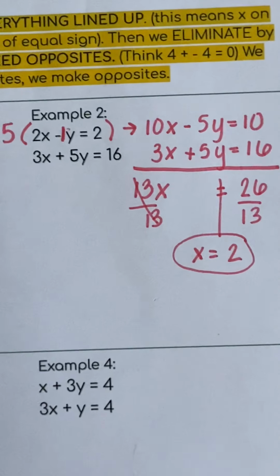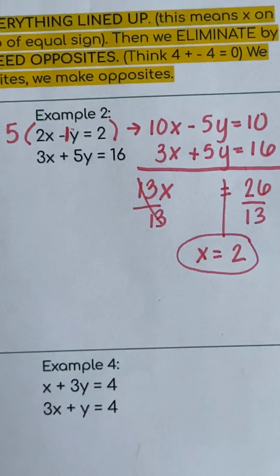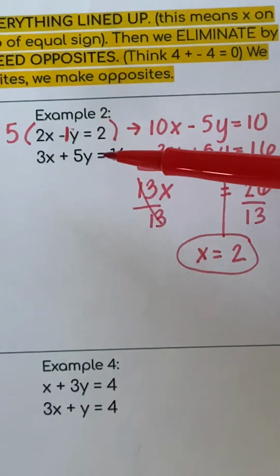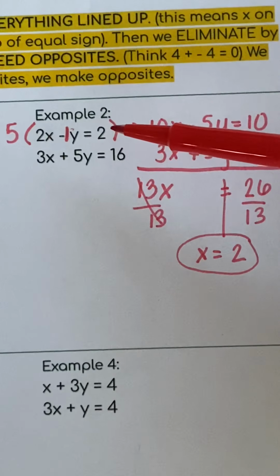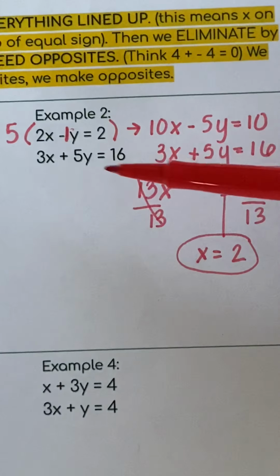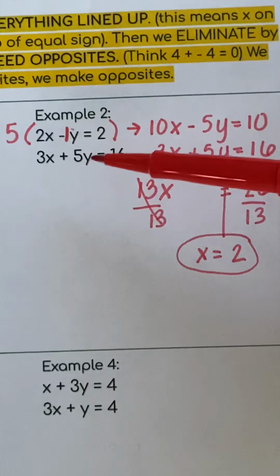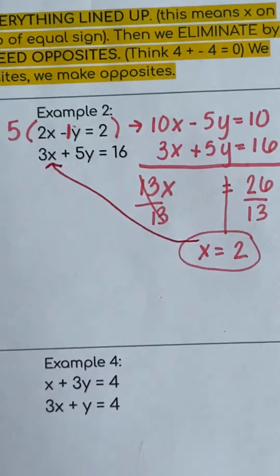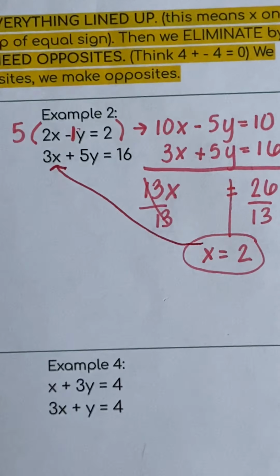Now we have to find y. So I'm going to have to plug it back in. I can plug it back into the original top or the original bottom. The original top has smaller numbers, but the original bottom has that positive y, and y is what we're looking for, so I'm going to plug it in to the bottom. So I'm going to take 2 and plug it into x on the bottom equation.